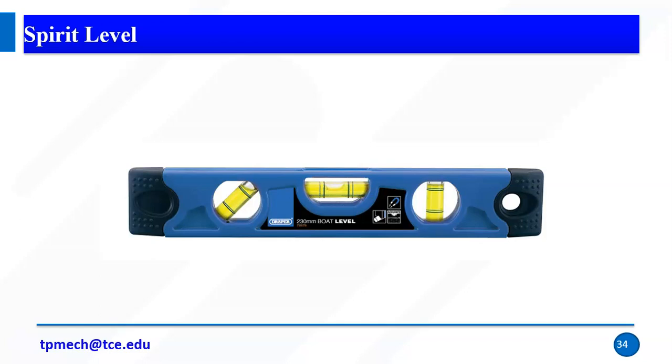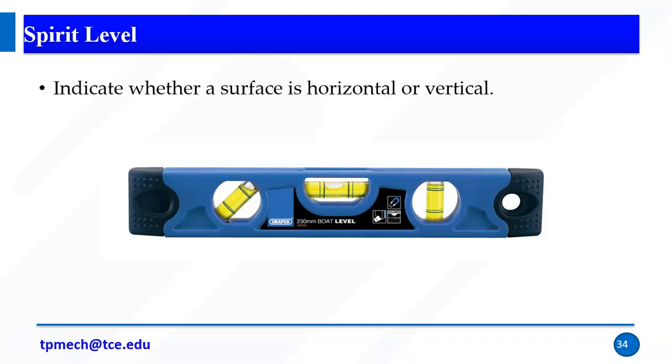Okay, so the final instrument is the spirit level. Again, it is an inspection device. It indicates whether a surface is horizontal or vertical. Here we have a bubble in a tube, which is filled with liquid. We place the spirit level on top of the surface. If the surface is flat, the bubble reading will be positioned correctly at the center. If there is any variation in the bubble, it shows the angles or inclinations in the surface.